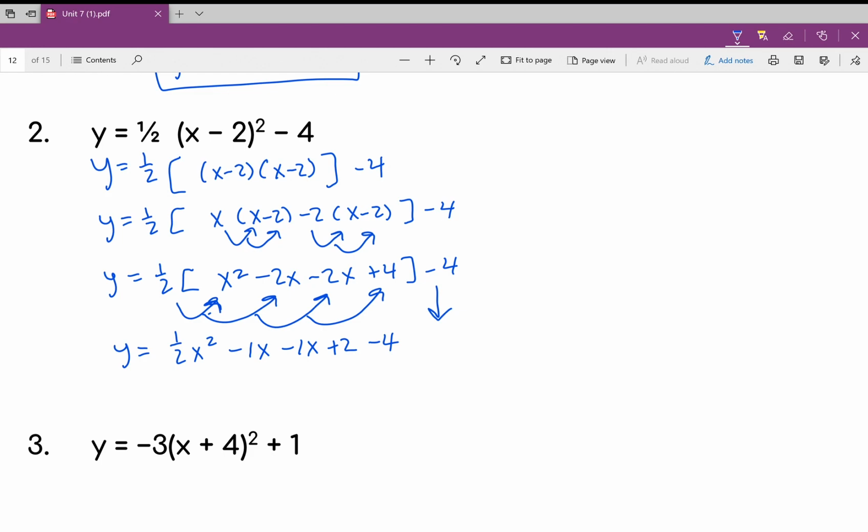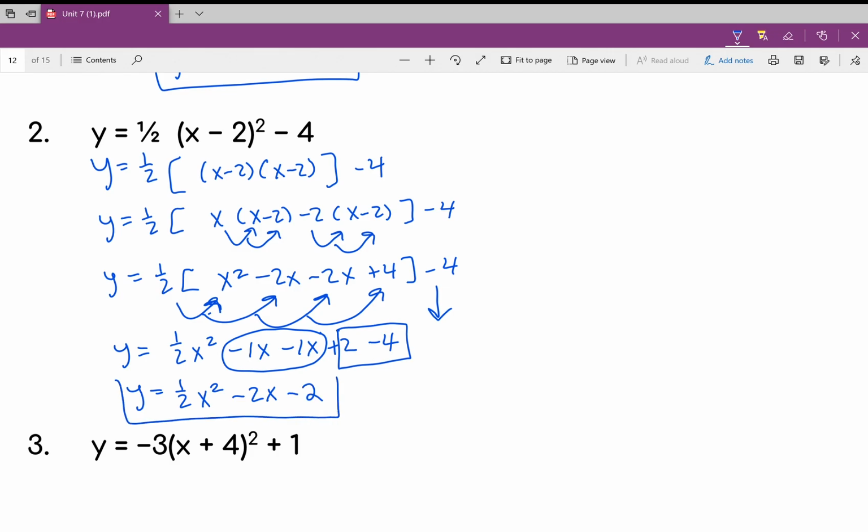Then I combine like terms, so I have the x's in the middle, and then the numbers at the end. So y is equal to 1/2 x squared. Negative 1 plus negative 1 is negative 2x. 2 minus 4 is negative 2. That's my answer.